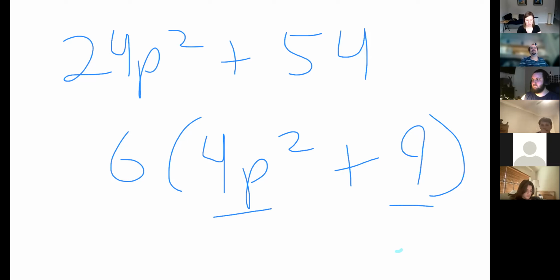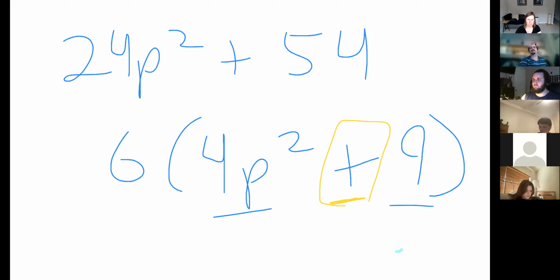Can we simplify that to 2p plus 3, 2p minus 3? Does that work? No, it doesn't work because of the addition sign. It's plus, right? If this is not a subtraction sign, that little trick does not work. That middle term is not going to cancel out, and this ends up being a plus in the middle, right? Anytime that middle term cancels out, this has to be minus.